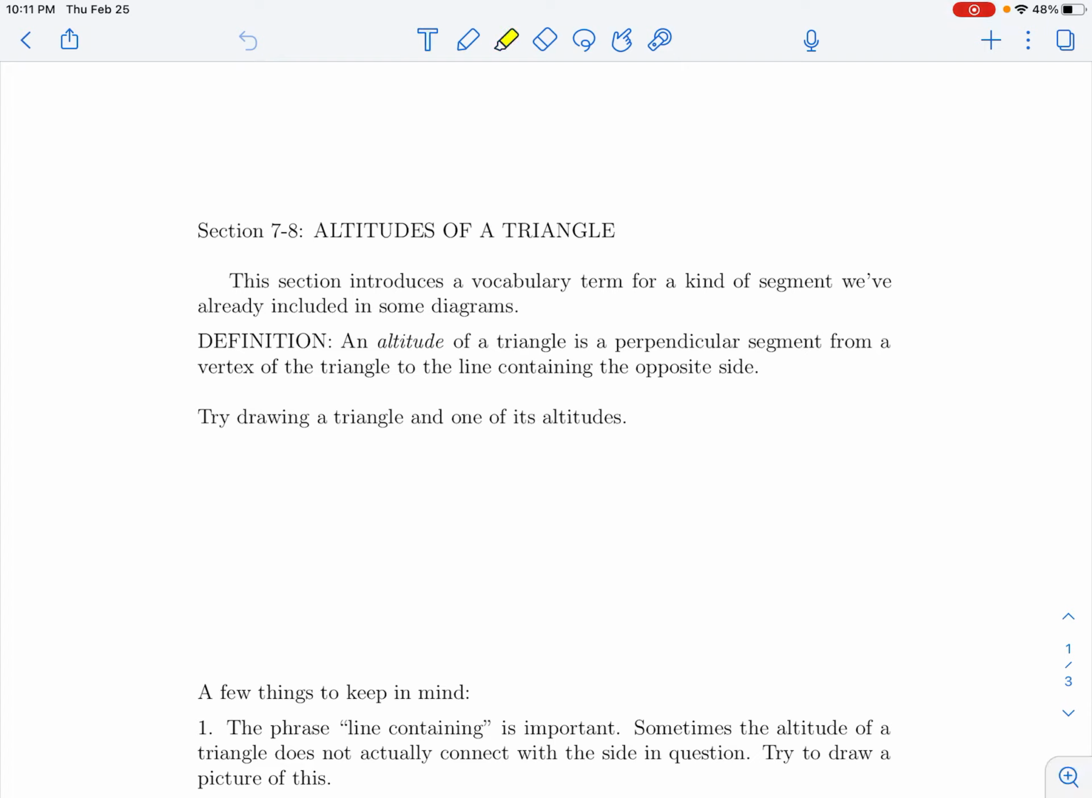By definition here, the altitude of a triangle, or an altitude of a triangle, is a perpendicular segment from a vertex of the triangle to the line containing the opposite side. So try to draw a picture of that.